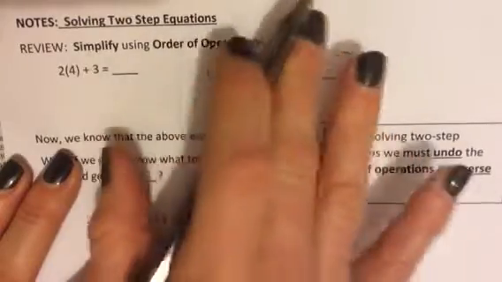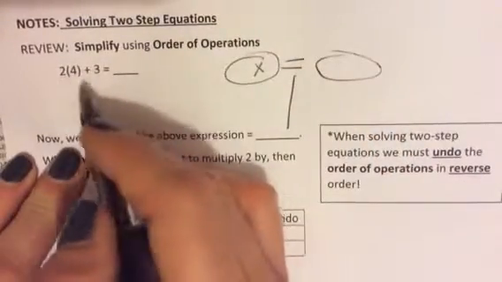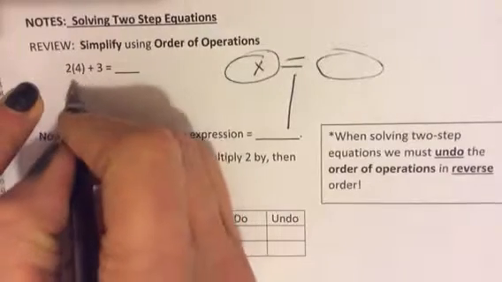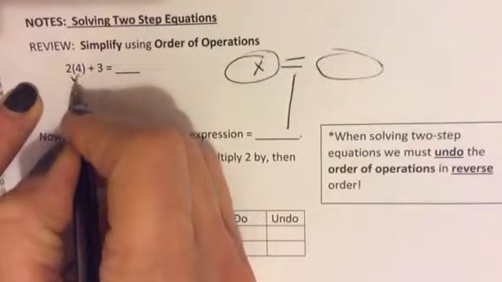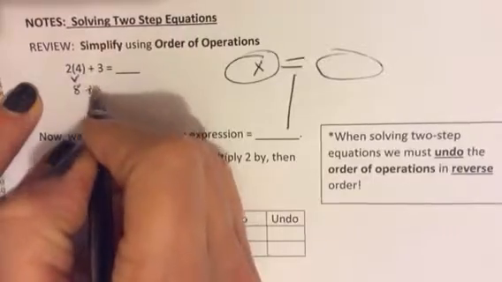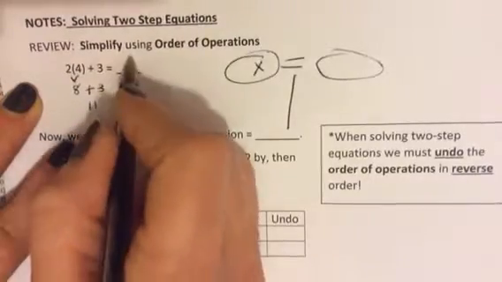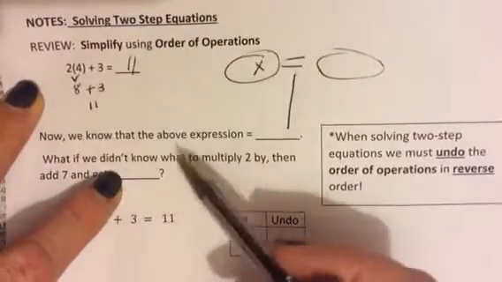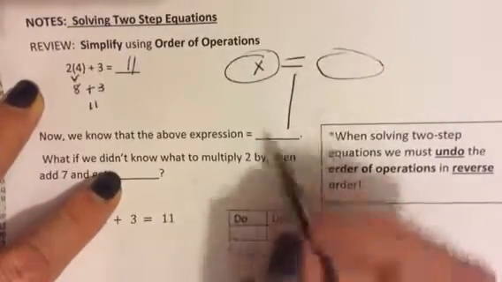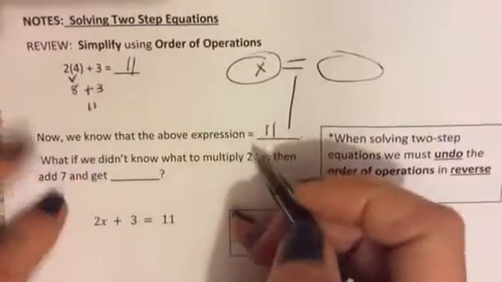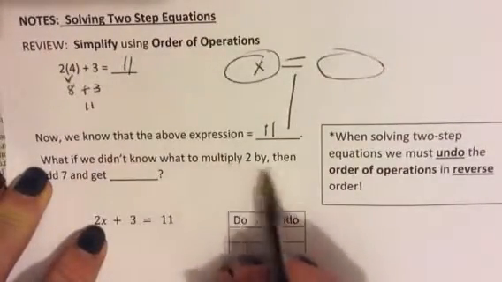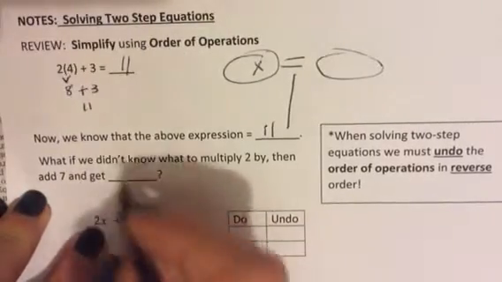All right, so this is just a simple evaluation problem, and by order of operations, the first step we do is we multiply. So we get 2 times 4 is 8, and then we add and get 8 plus 3 is 11. So now we know the above expression equals 11. So what if we didn't know what to multiply 2 by, then add 3 and get 11?